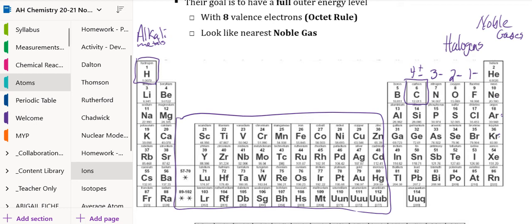So if we take lithium, what's the nearest noble gas to lithium? Helium. How is lithium going to have the same electron arrangement as helium? It has to lose 1 electron. So what is its charge going to be? 1 plus, right? If it loses 1 electron, it's going to have an overall 1 plus charge. It's going to have 1 more proton than electrons.